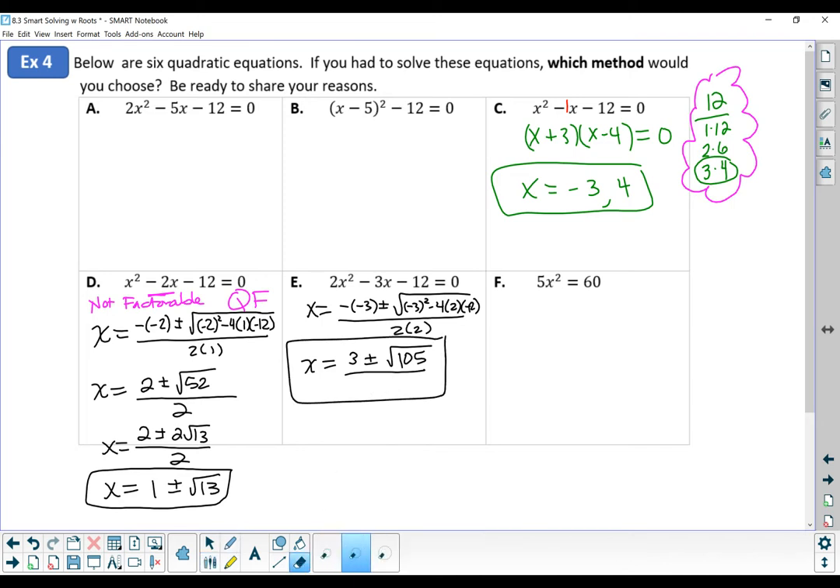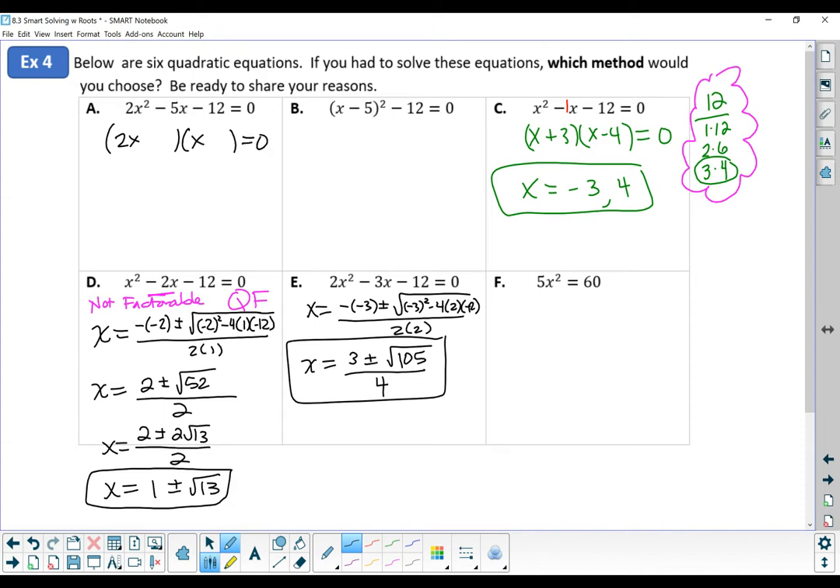Oh, except I do have an error. That should be a 4 on the bottom because it's a 2 times 2. Sorry about that. So E was not factorable. We tried. We couldn't find a combo, so we turned to the quadratic formula. Let's see if we can factor A.